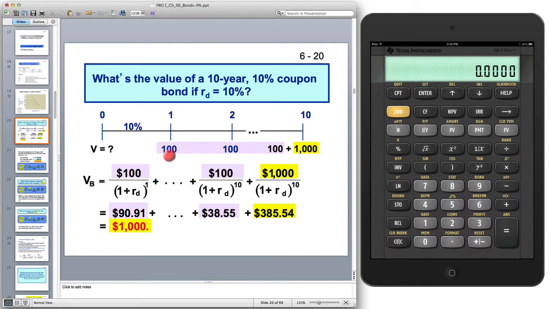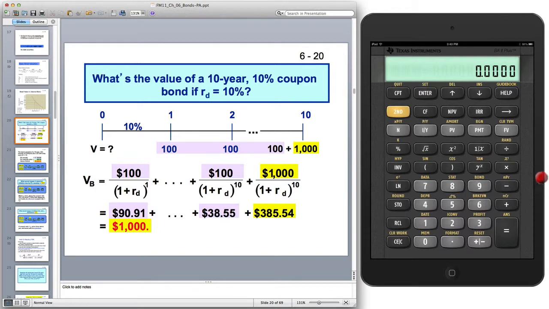So the current price of the bond is the sum of the present value of these cash streams. Notice you can't just add them up because of the time value of money, which means the $100 a year from now is worth less than $100 today. By how much exactly? That's where the discount factor comes in, 1 plus RD. So 1 plus RD to the power 1. So RD is 10%, so that would be 1.1 to the power 1. And that becomes 90.91.